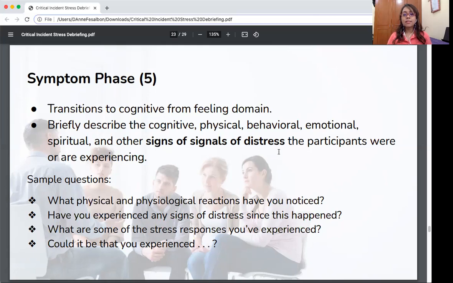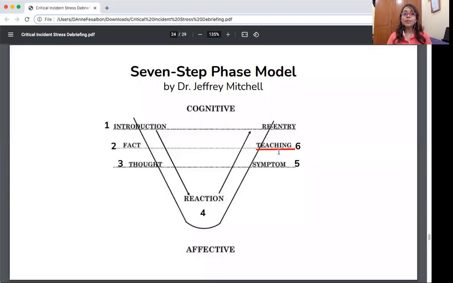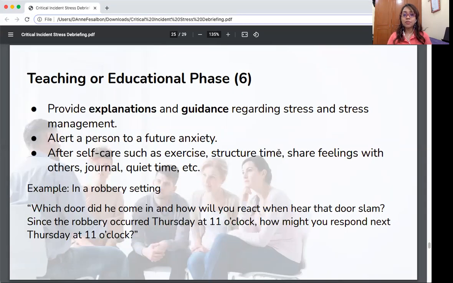So you can ask these questions for you to know, like, what physical and psychological reactions have you noticed? Have you experienced any signs of distress since this happened? What are some of the stress responses you've experienced? Could it be that you experienced such and such? Okay, now we go on to the sixth phase, which is the teaching or educational phase.